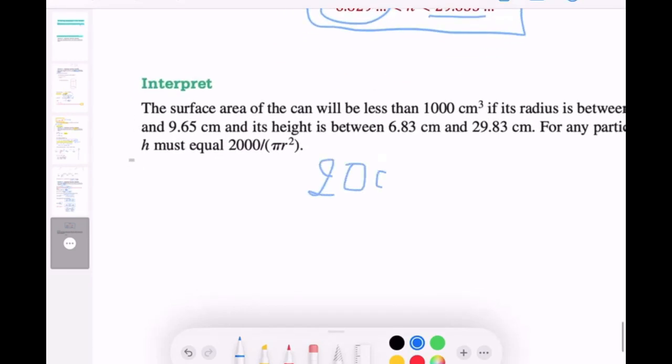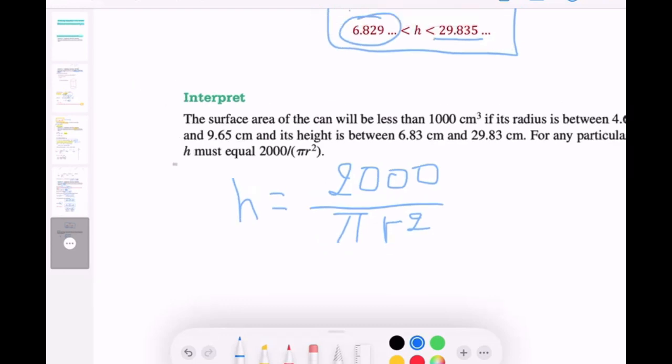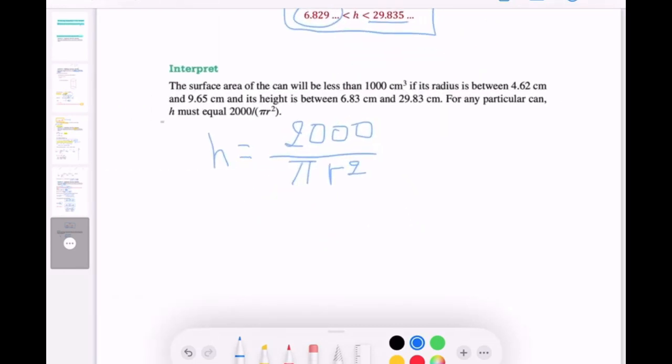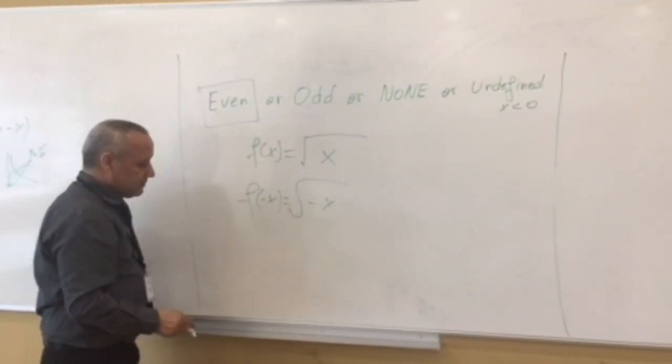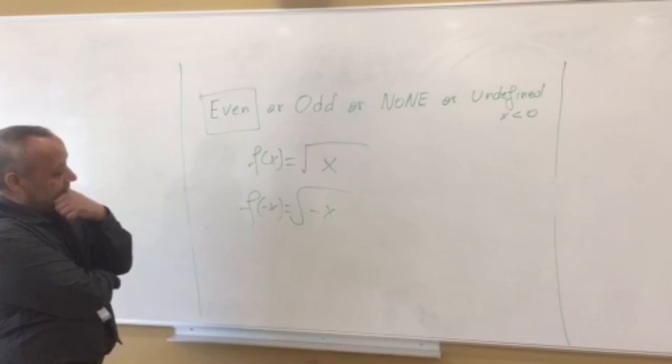And for any particular cone, h must be 2,000 over pi r squared. That's the h that we have to calculate. So this is it. Thank you very much.